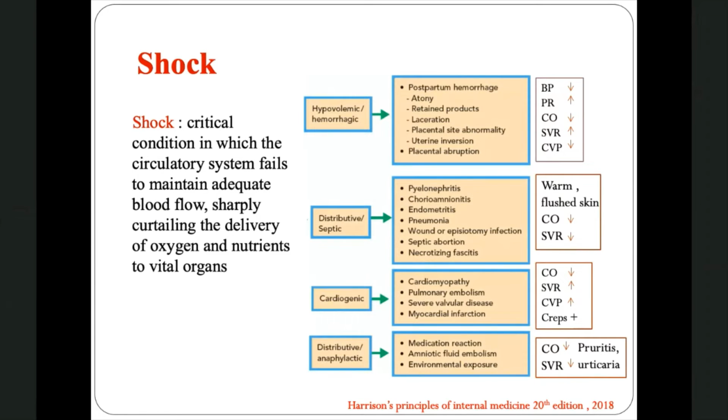Then there is septic shock. So how do you differentiate all these types of shock? In septic shock, there will be warm skin, there will be flushed skin, which will not be there in the hypovolemic shock. It will be cold and clammy skin. In cardiogenic shock, there will be crepts present because of pulmonary edema. In anaphylactic shock, there will be pruritus and urticaria. There will be swelling in the skin. So through all these different points, you can differentiate what kind of shock it is.